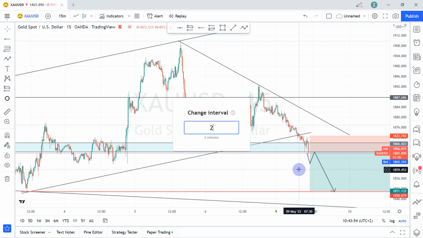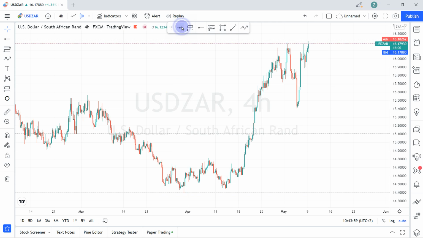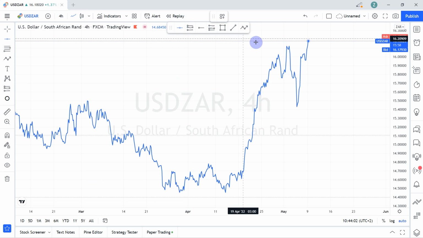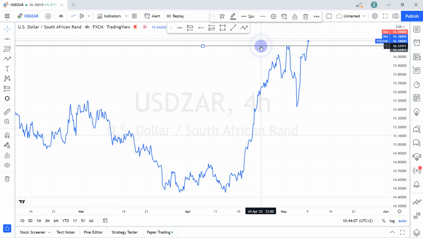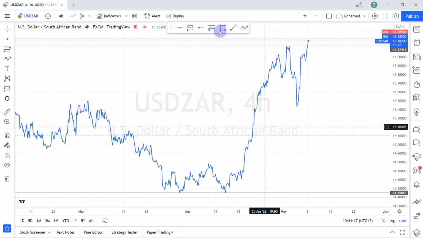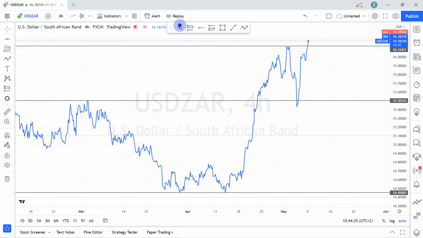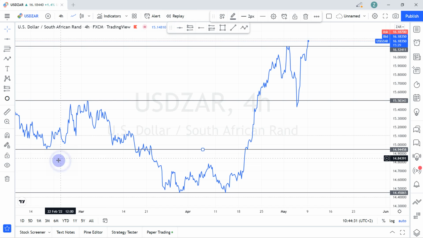Right, so let's move to another pair, which is the US dollar, the USDZAR. Wow, this pair is volatile, guys. So let's get on with the analysis. So here I have my previous high. This is my lowest low. Right. So wow, this market, it's hard to see. It's hard to find. This is something here.